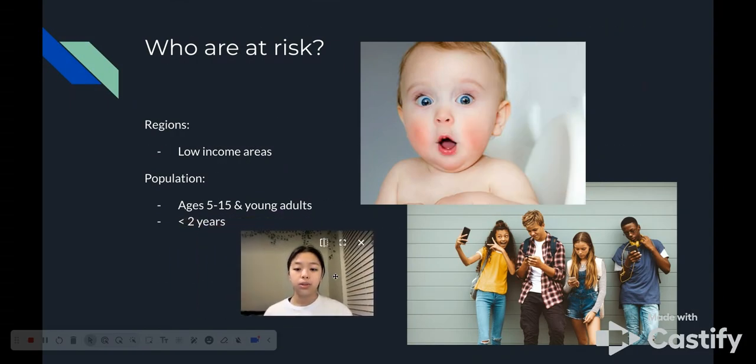So, who are at risk of typhoid fever? So, low income areas are obviously at risk as they don't have availability or access to better hygiene and sanitation. And people who are like young adults or anyone younger than that are also at risk of typhoid fever. So basically, your 2-year-old nephew has a better chance of getting typhoid fever than your 80-year-old grandma.